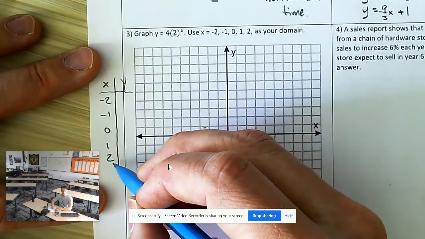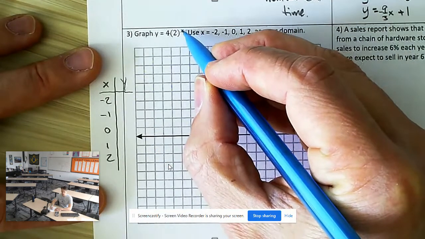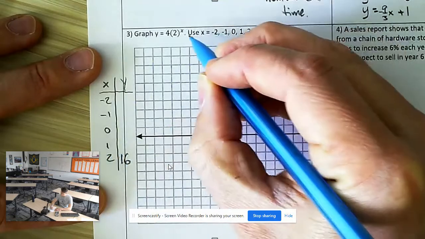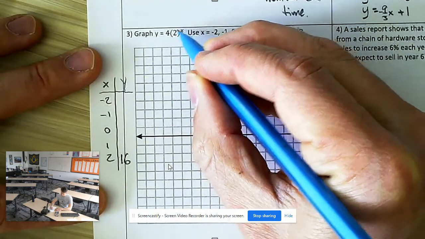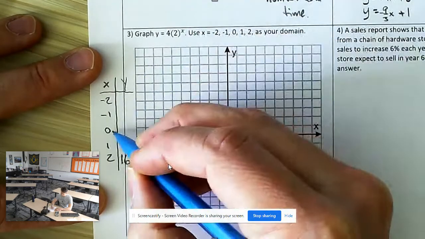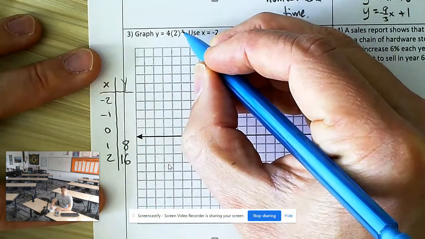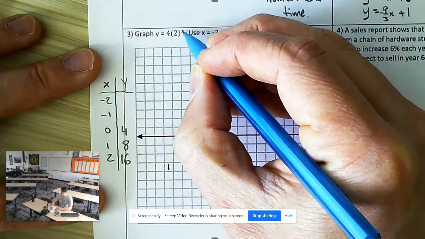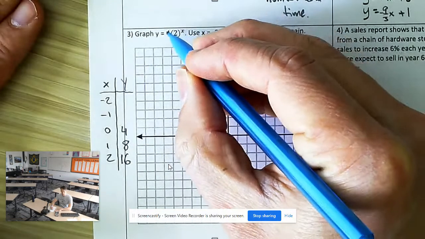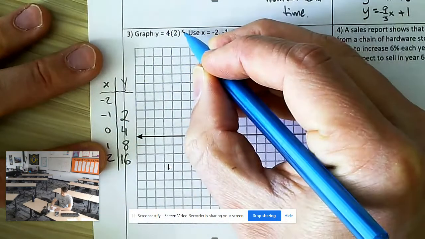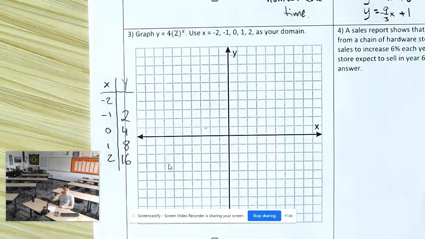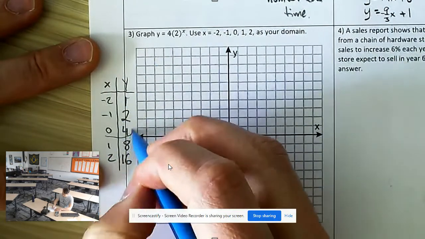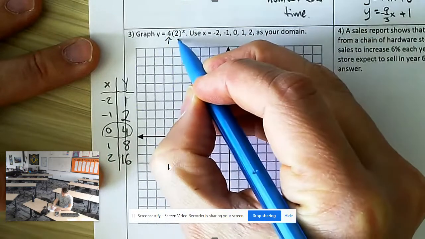So I'm going to start with the 2. So if I plug in 2, 2 squared is 4, times 4 is 16. If I plug in 1, 2 to the 1 is 2, times 4 is 8. If I plug in 0, 2 to the 0, don't forget 2 to the 0 is 1, times 4 is 4. If I plug in -1, 2 to the -1 is a half, 4 times a half is 2. And if I plug in -2, 2 to the -2 is a fourth, and 4 times a fourth is 1. And this shouldn't be too surprising. It starts at 4 because of that, and we're multiplying by 2 each time.